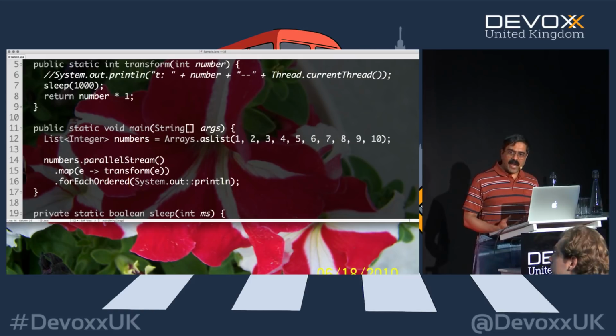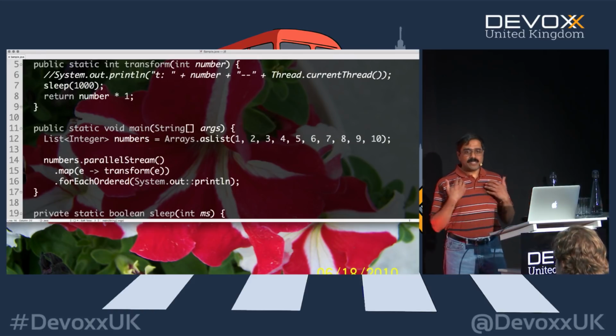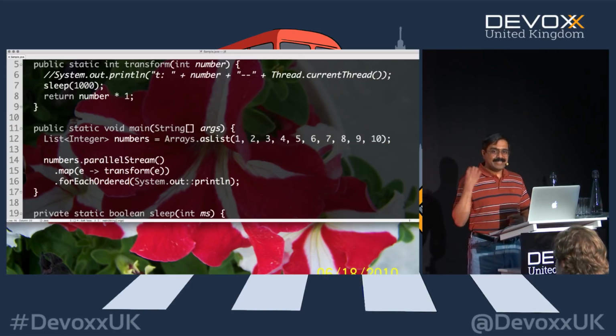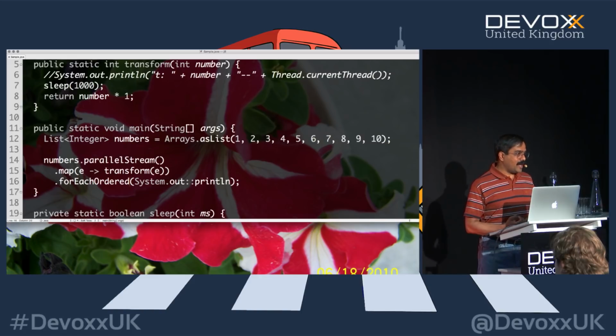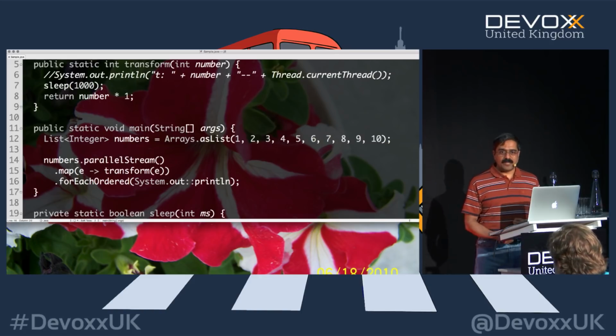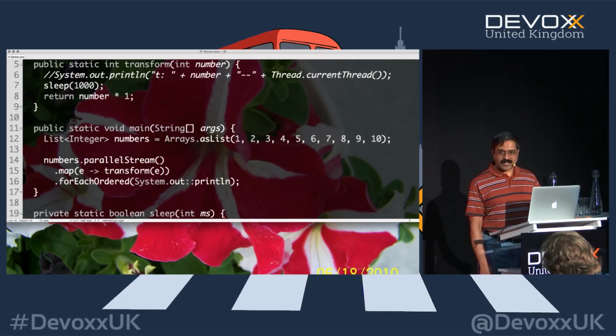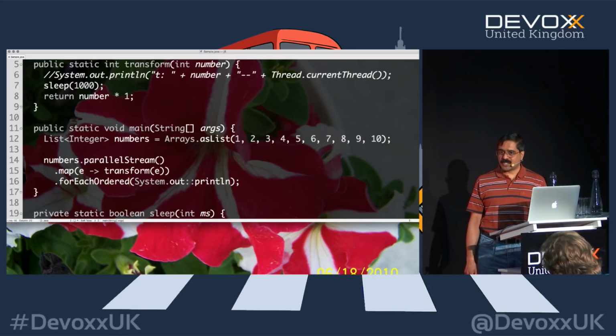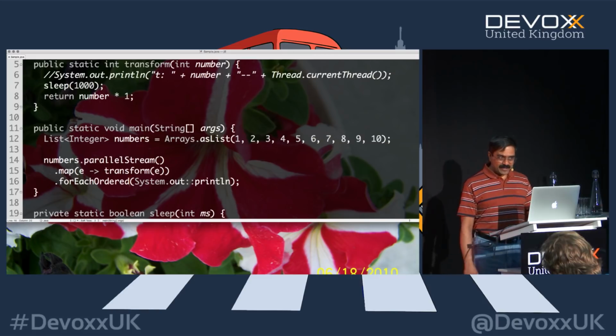Now, make no mistake, forEachOrdered does not convert your execution pipeline into sequential. This is concurrent execution, except that it says, I will not run until the one before me has completed. So it imposes ordering, but not sequential execution. There is no thread guarantee at this point.